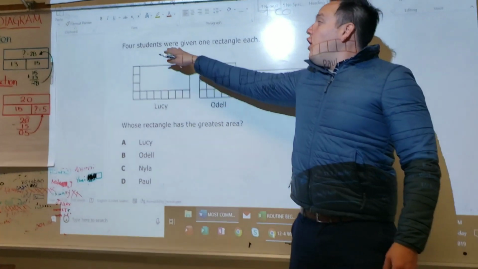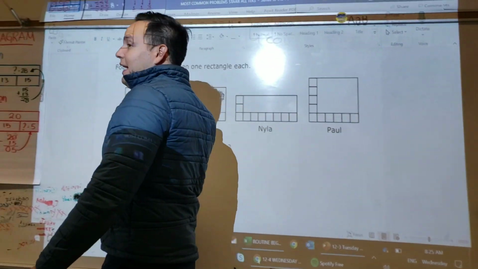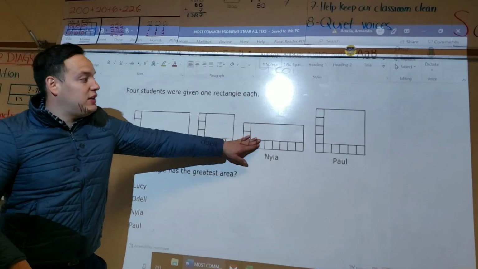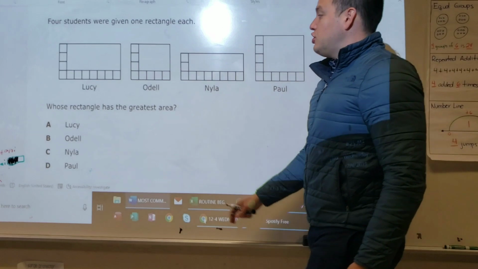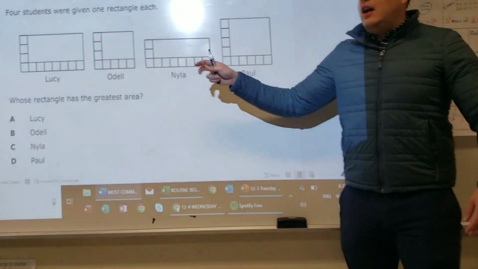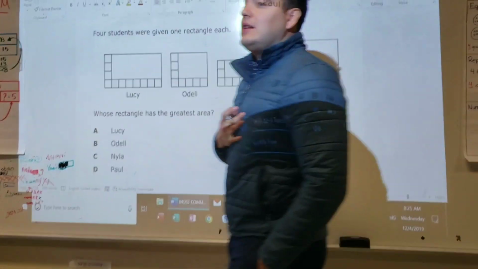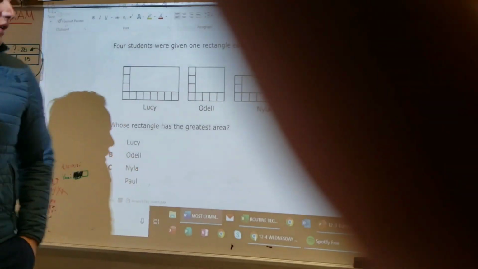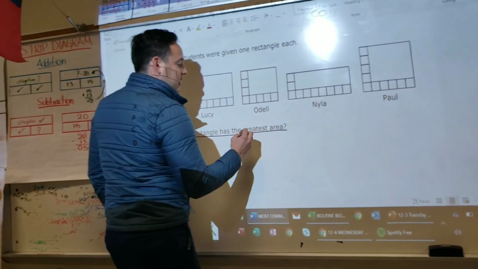Now, we have 4 students who are each given a rectangle. Are all of these rectangles the same size? This one, this one, this one, and this one? No, ¿verdad? So, algunos, a Lucio, a Nila, a Paul, Lucy, le tocaron diferentes triángulos. Ahora, nosotros vamos a tener que saber cuál es whose rectangle is the greatest area.